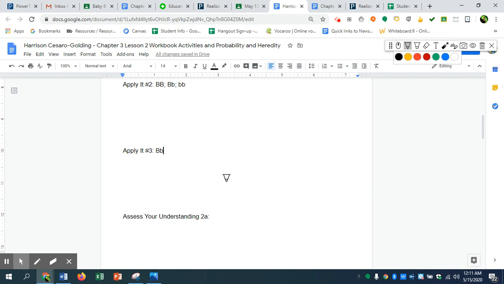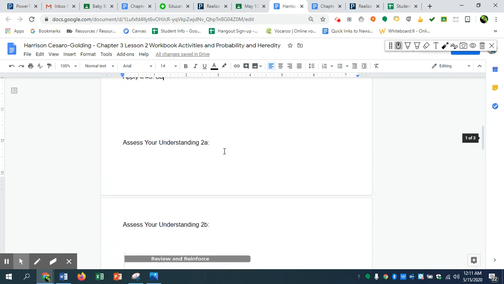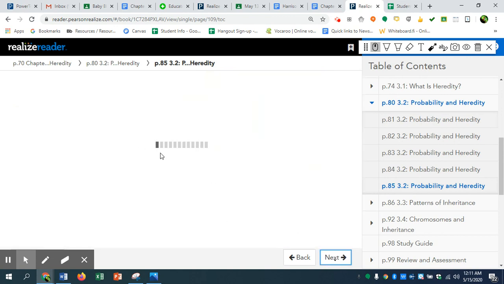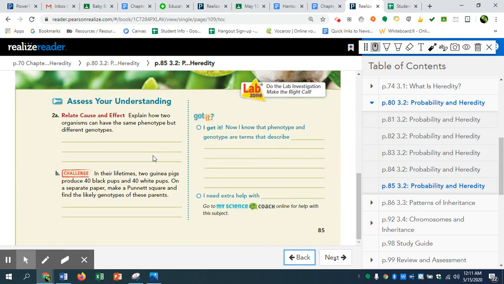All right, so let's go to Assess Your Understanding 2A and 2B. I'm probably over explaining this, and I apologize. I just want to make sure you understand the concept because it's really important to get. So yell at me later when you see me next year. All right, so let's go to, oops, my bad. It's probably on the bottom. Sorry about that. Assess Your Understanding 2A and 2B.